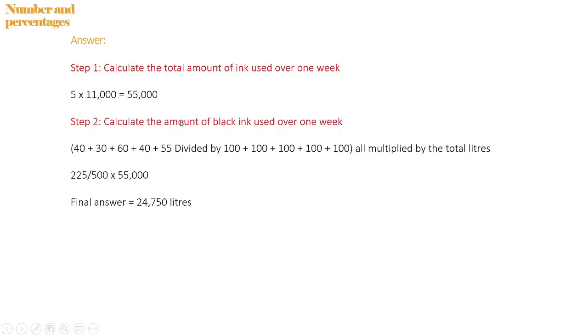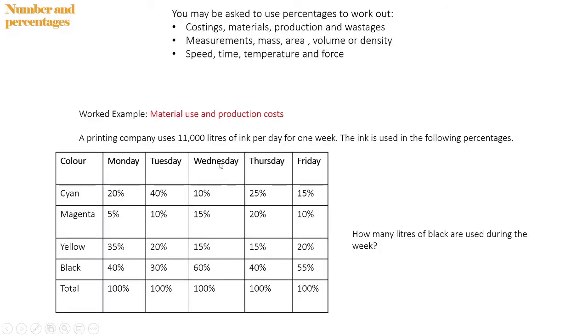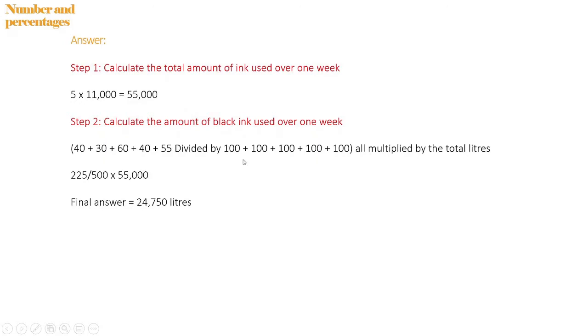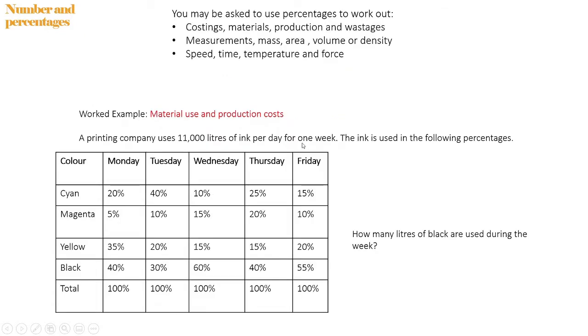Then calculate the amount of black ink used in 1 week. So what we've got here is 40, 30, 60, 40, 55. Why have I got that? If you look here, 40, 30, 60, 40, 55, those are the percentages of black used in the week, so adding all of those up. Then divided by 100 for each day. Why have I got that in? Because as a total, you can only have a total of 100%. That's how percentages work. So add up 1, 2, 3, 4, 5 days, that's 500.